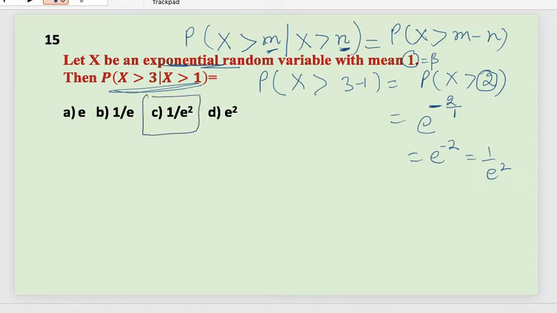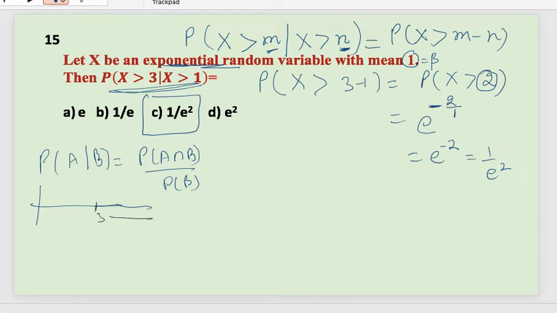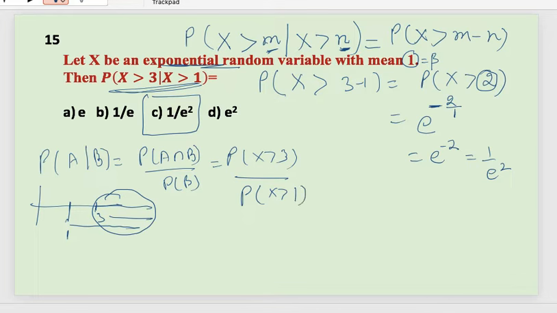Now let's say, for example, you don't know the memoryless property, then what will be done? You have to use the formula of probability of A given B, which is equal to probability of A intersection B upon probability of B. If X is time, you are asking what is the probability of waiting time more than 3, when you know that you have already waited for more than 1. So the common value between them is probability of x more than 3, divided by probability of x greater than 1, which is my B set.